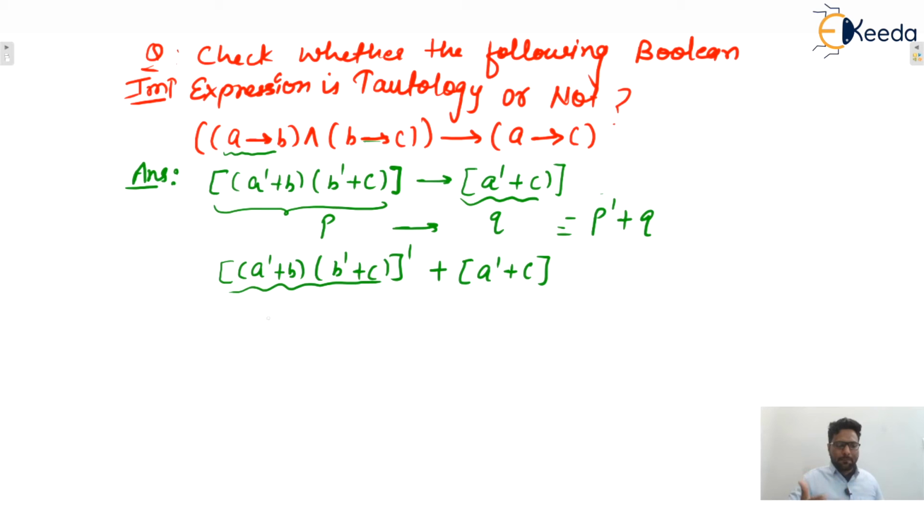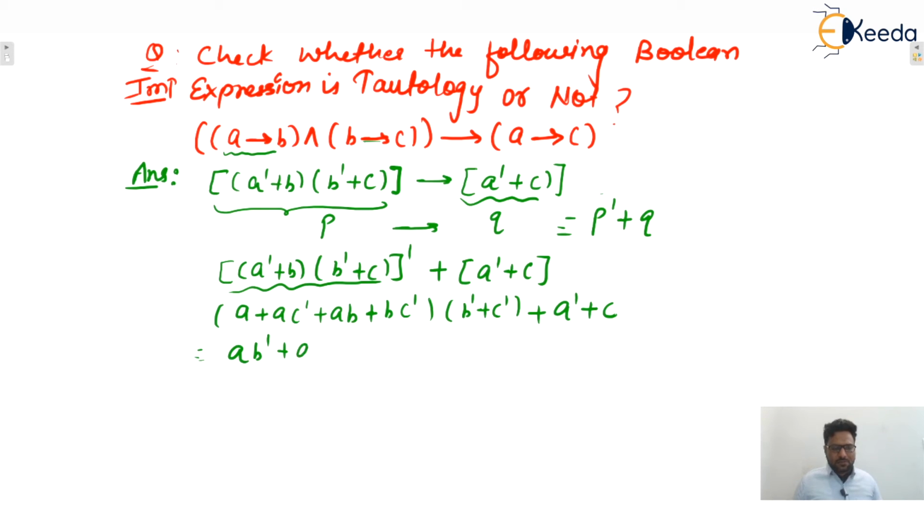After applying it and simplifying, you will get A plus AC dash plus AB, then BC dash, then B dash plus C dash, and plus A dash plus C, isn't it? Now simplify this one. Let's say this one is AB dash, sorry, then C dash, plus AC dash plus ABC dash. Yes or no? Then this one is BC dash plus A dash plus C.